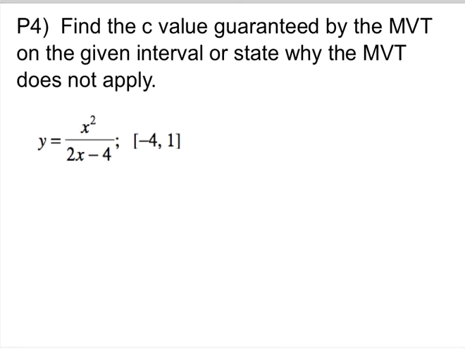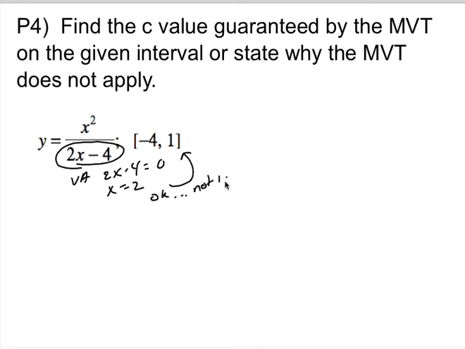All right, so P4, same idea. Again, you're going to have to look and see if there's an issue, if there's a value where you have essentially a discontinuity, and there is, right? So here, you're going to have a vertical asymptote where 2x minus 4 is 0, which is going to be at x equals 2. But that's okay because it's not in the interval, right? So this graph is not always continuous, but y is continuous, and it's going to be differentiable.